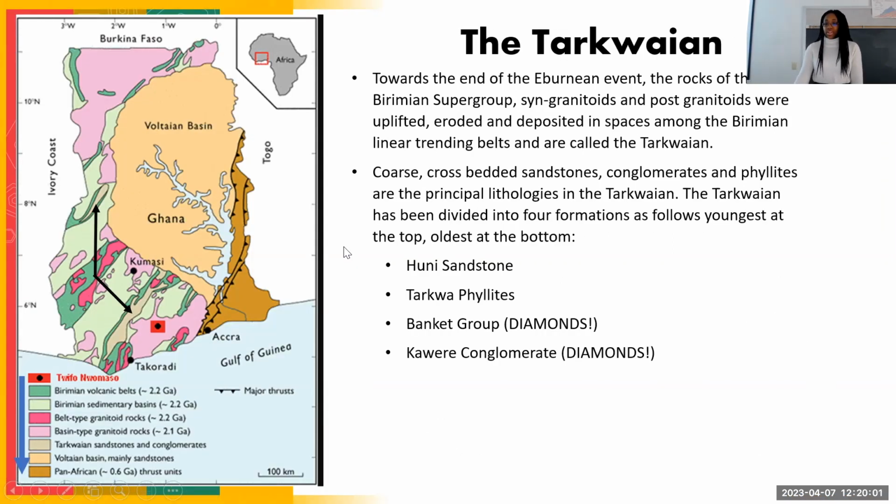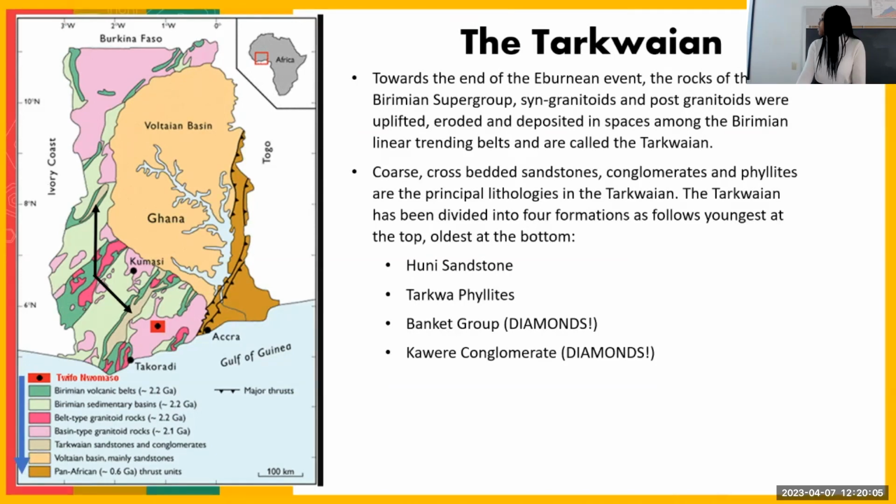Towards the end of the Eburnean event, the rocks of the Birimian supergroup, our syngranitoids and postgranitoids, were uplifted, eroded, and deposited in spaces among the Birimian linear trending belts. These are known as the Tarkwaian. So these two belts right here.